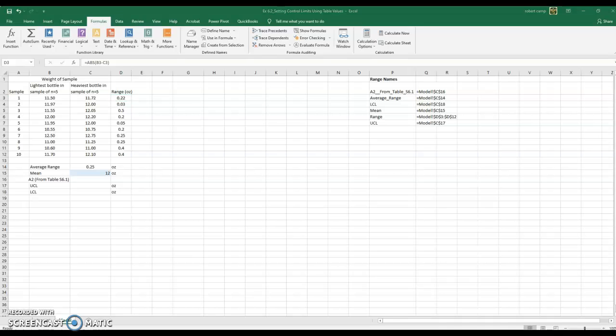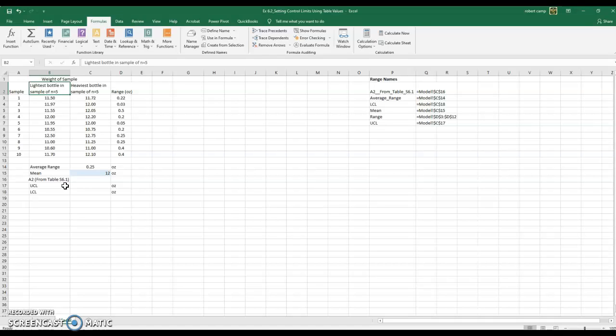Okay, and so now what we need to do is go look at table 6.1 to find out what that constant A2 is. And that's going to be based on the sample size. And this is where things get a little bit confusing because the sample size is not 10. We've taken 10 samples. The sample size is 5. So we have 10 samples and each sample is size 5.